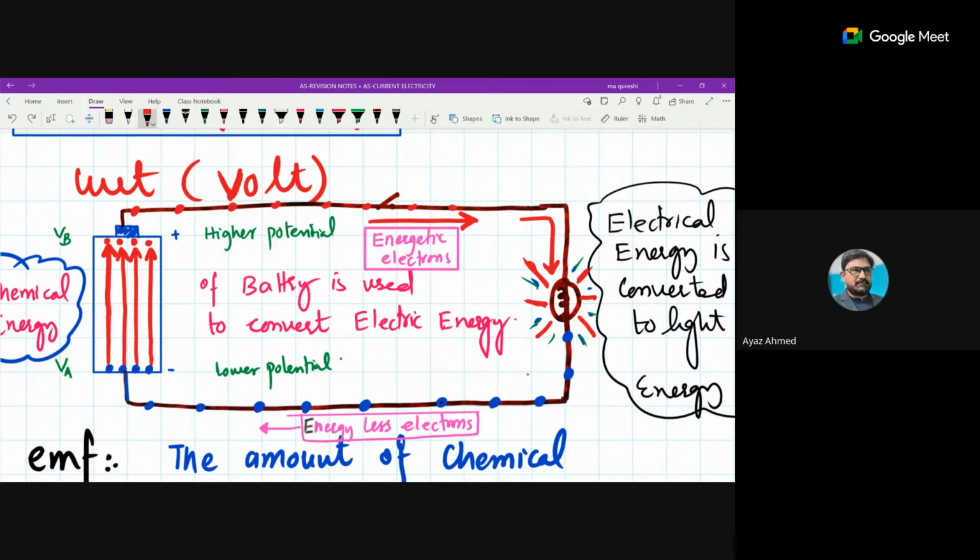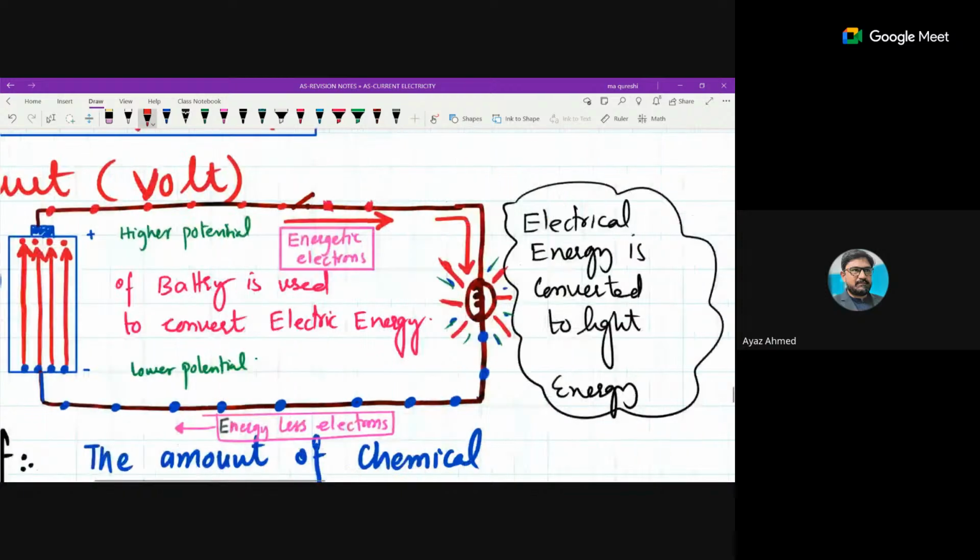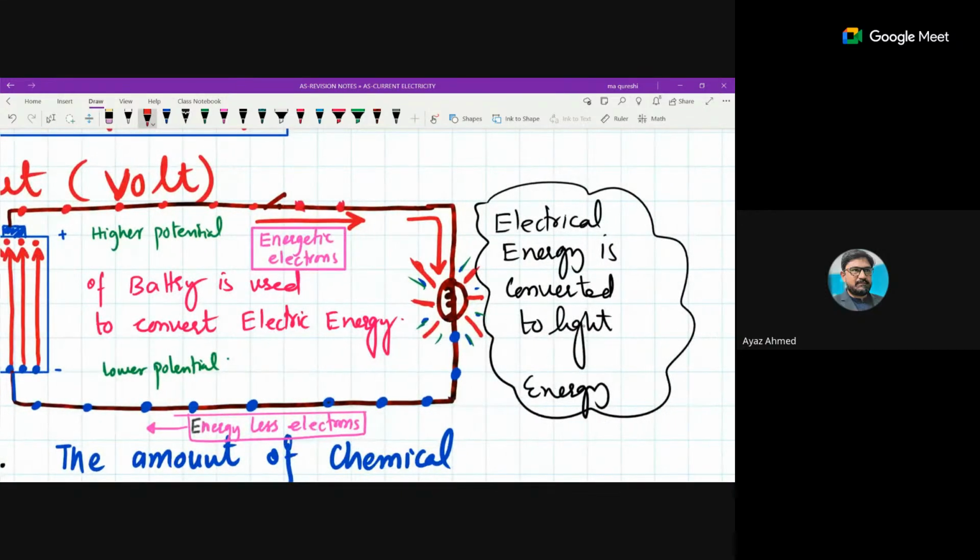If I connect a lamp to them, so all these electrons would rush towards the lamp. ये देखो, सारे इलेक्ट्रॉन्स यहाँ से रश कर रहे हैं। So when they are rushing towards the lamp, lamp is the consumer, so lamp will convert their electrical energy into light energy, yani light is non electrical energy. So this all is done due to difference of potential.